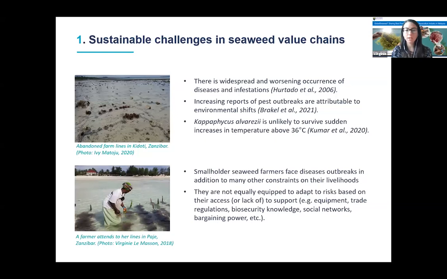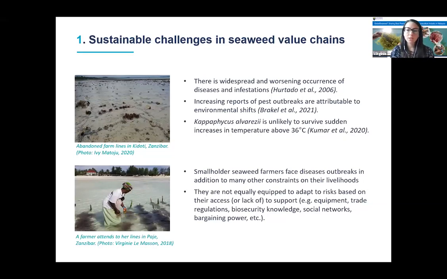One of the key findings that resonates a lot with our work on social science was that some of the species are unlikely to survive a sudden increase in temperature above 36 degrees. And yet we are living in a world that is going to face an increasing number of hot days, based on the latest findings from the IPCC report on climate change. While our colleagues focus on what it means for the growth of seaweeds and the impact on biosecurity, we've been largely focusing on what this means for smallholder farmers and their daily activities.